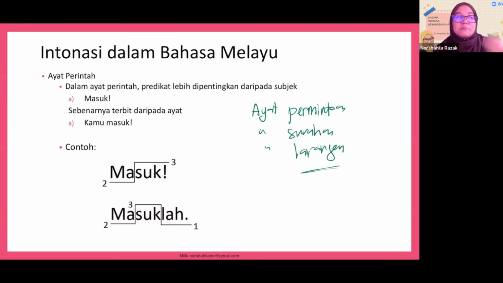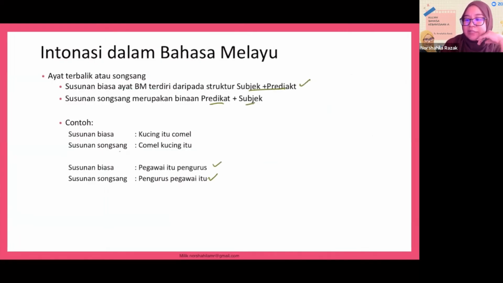Macam masuk, masuk, masuklah. Jadi intonasi lebih kepada ayat sajalah. Okay, intonasi juga memainkan peranan penting as we known before in the first slide for intonation, that we said the subject and also predicate actually can make a difference by the intonation. Contohnya, in Bahasa Melayu, the normal structure is subject and predicate. Okay, predikat. Bila kita buat songsang, dia akan jadi predikat kat depan, subjek kat belakang.